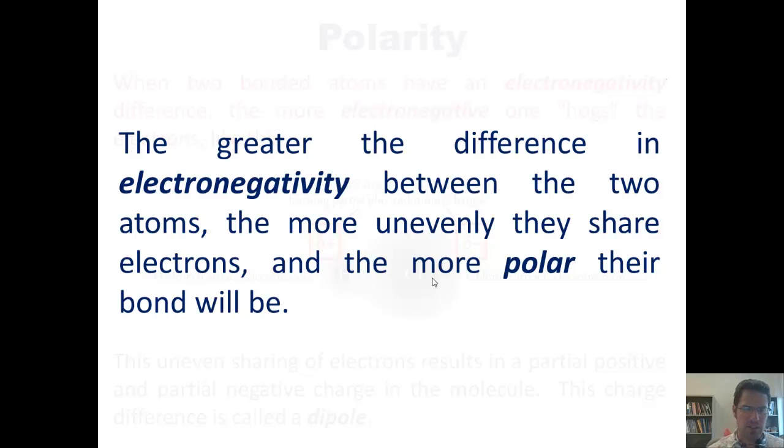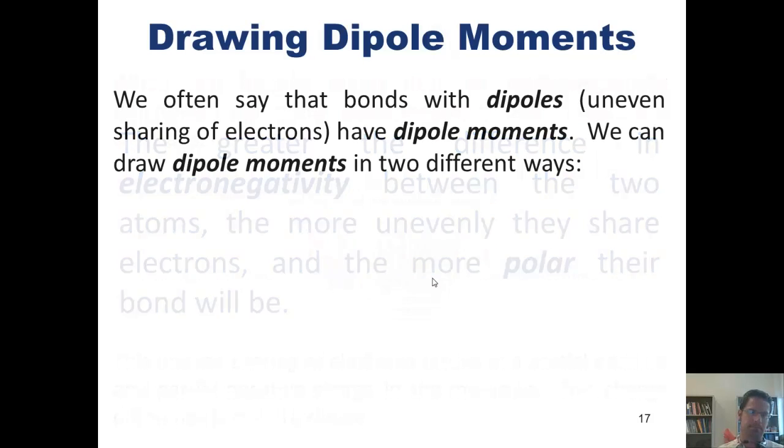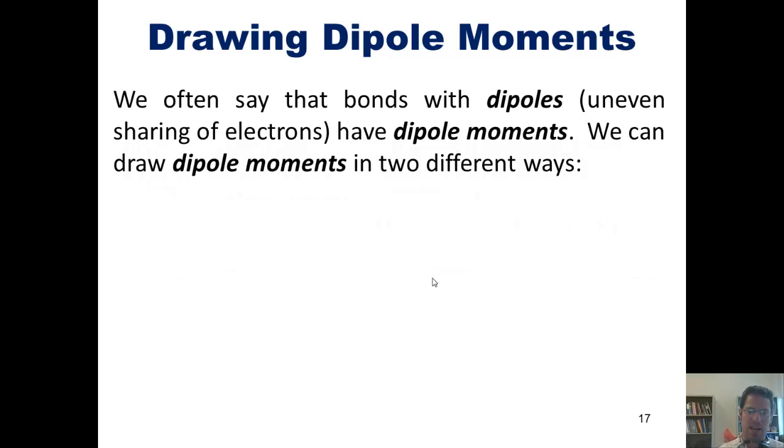The greater the difference in electronegativity between two atoms, the more unevenly they share electrons and the more polar their bond will be. We can often say then that bonds with dipoles, that is, uneven sharing of electrons, have dipole moments. We can draw a dipole moment in two different ways. One way is by drawing a partial positive charge next to the atom that has a partial positive charge and a partial negative charge next to the atom that is more electronegative.